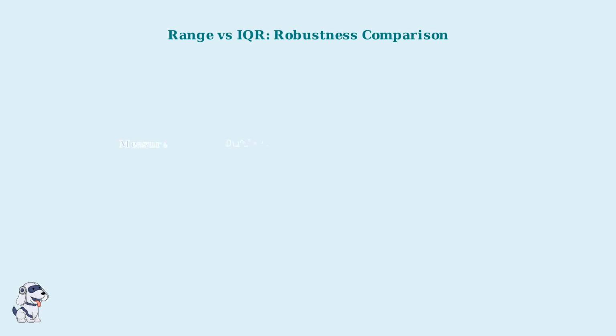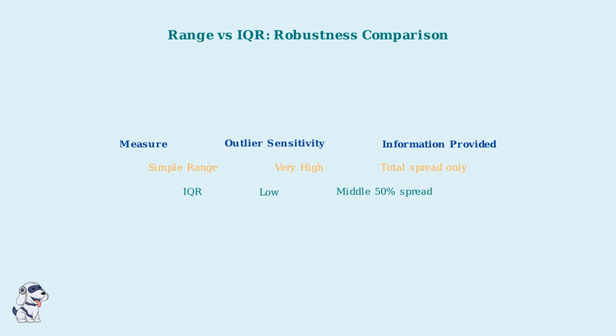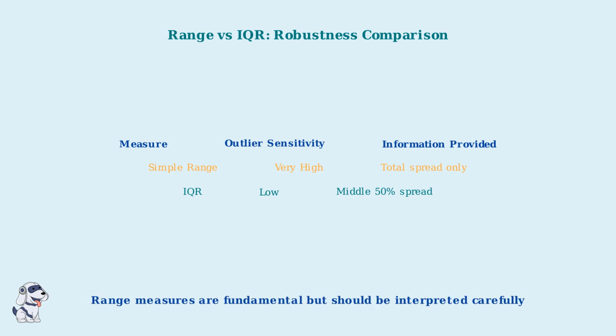This comparison shows why the interquartile range is often preferred in public health research. While the simple range is easy to calculate, the IQR provides more reliable information about data spread, especially when outliers are present. Range measures provide essential information about data spread, but their limitations must be considered when analyzing public health data. The choice between simple range and IQR depends on your data characteristics and research objectives.